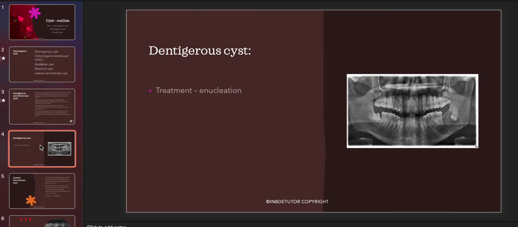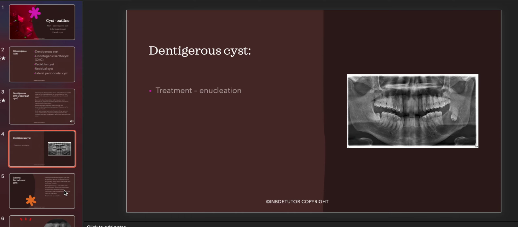Now, in the dentigerous cyst, the treatment is enucleation, and the complications that can arise are the ameloblastoma and rarely the squamous cell carcinoma. And in the radiograph, you guys can see a pericoronal radiolucency, means that is only involving the crown of the unerupted tooth, and here in this case is the mandibular third molar.